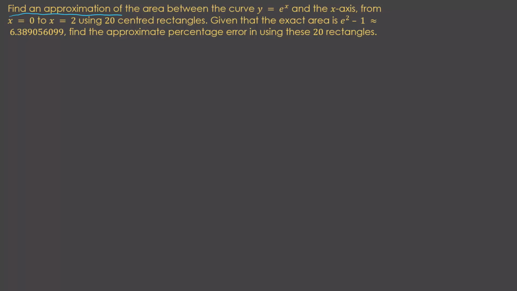Find an approximation of the area between the curve y equals e to the x and the x-axis from x equals 0 to x equals 2 using 20 centered rectangles. Given that the exact area is e squared minus 1, approximately 6.389056099, and I think what that means is we're giving the exact value there to that number of decimal places. Find the approximate percentage error using these 20 rectangles.